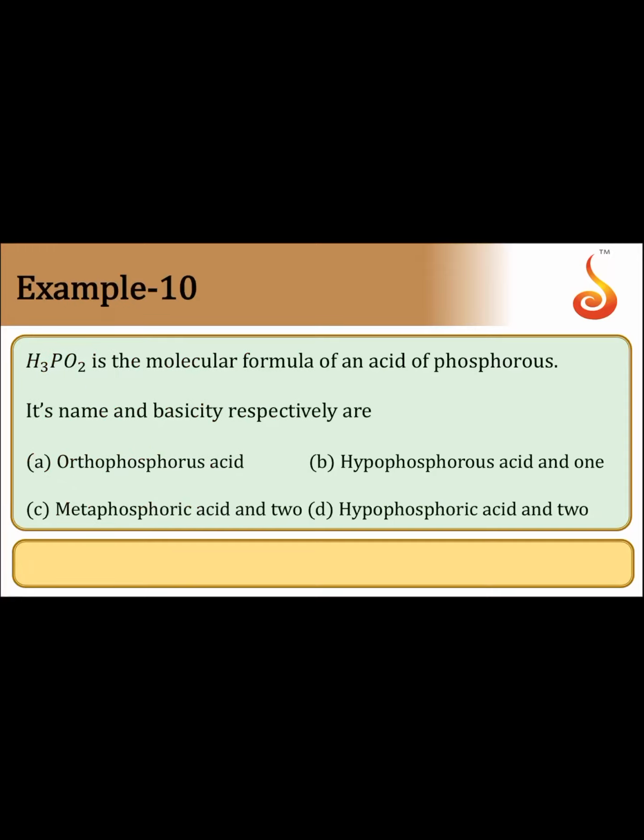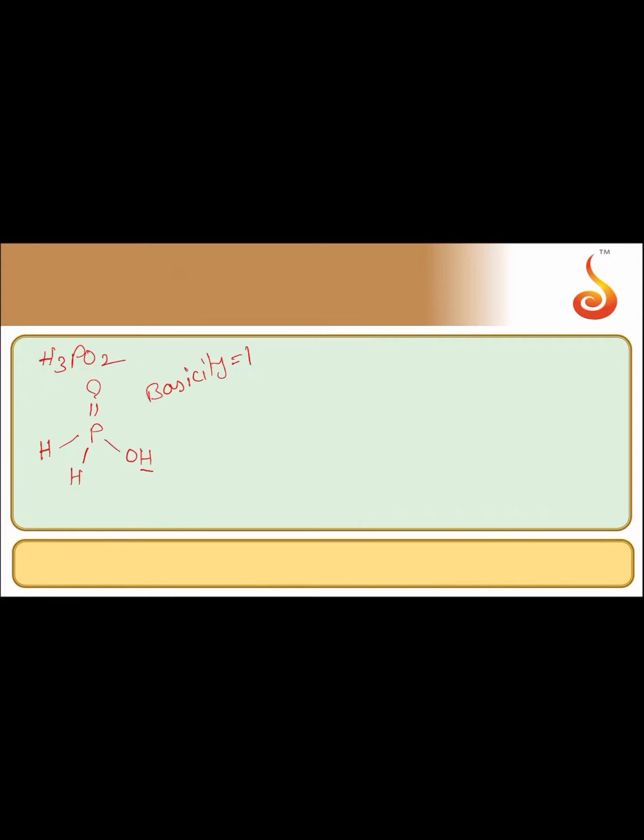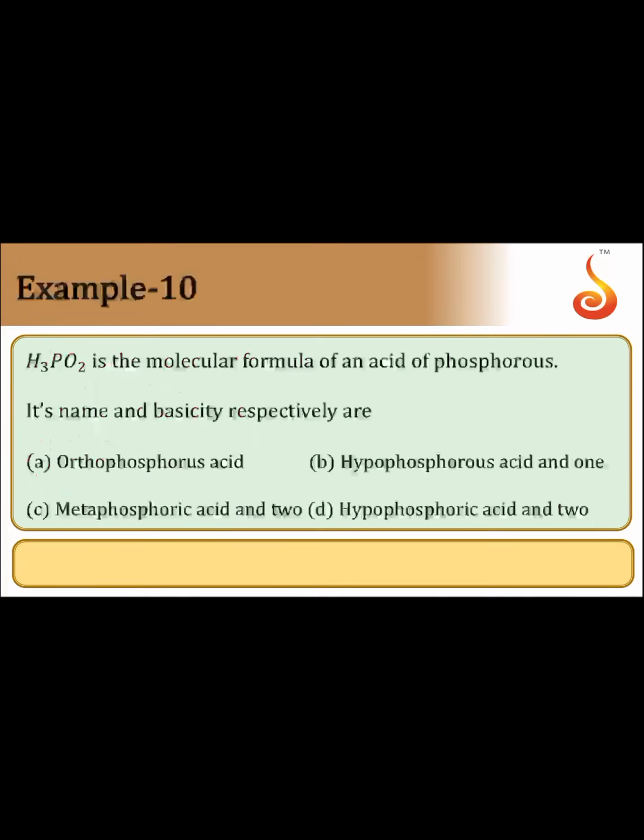So for the given question, H3PO2, hypophosphorus acid, has one P double bond O, one OH bond and two P-H bonds. So the basicity of H3PO2 is 1, and the answer is option B. I also want to give the structures of options A, C and D.